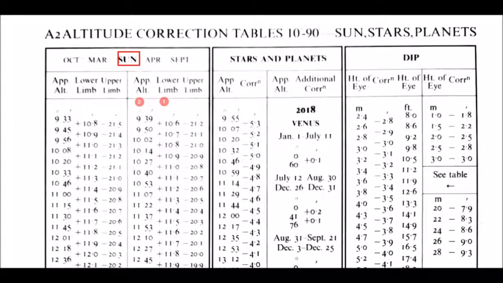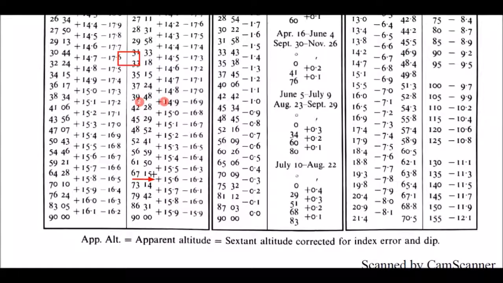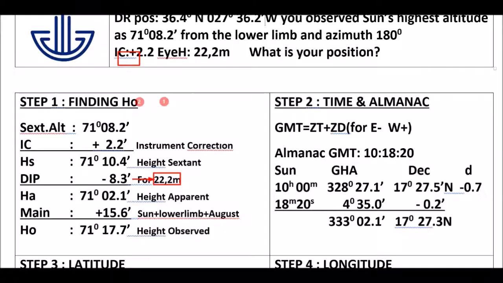What is our apparent altitude? 71 degrees 0.2 minutes. Lower limb column, our value plus 15.6 as the main correction of the Sun. Finally, we found 71 degrees 17.7 minutes height observed. So we found our Sun's position in our apparent horizontal system.